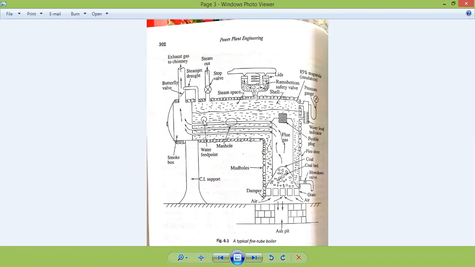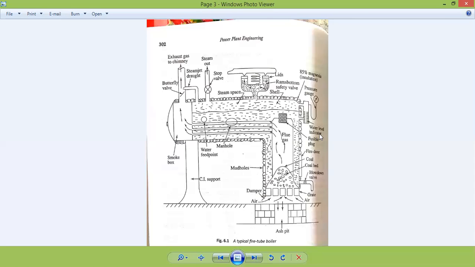In the steam space, steam is inside, whereas in a fire tube boiler all the gases start from the furnace itself. After burning the fuel, say coal, they go up and through the fire tube and go out through the chimney. The fire tubes are surrounded by the water itself. Now, there are some safety valves here and some steam space here.